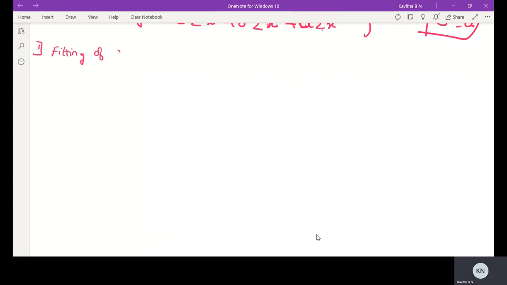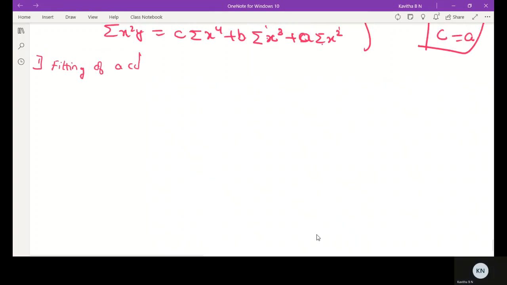Fitting of a curve of the form y is equal to a x to the power of b. Y is equal to a x to the power of b. First, take down the equation form y is equal to a x to the power of b.